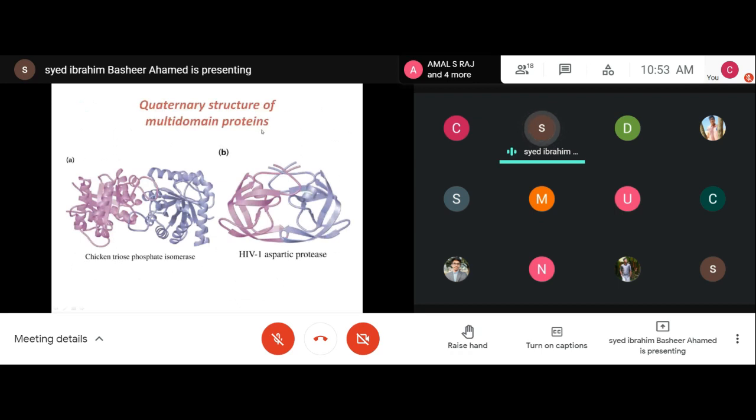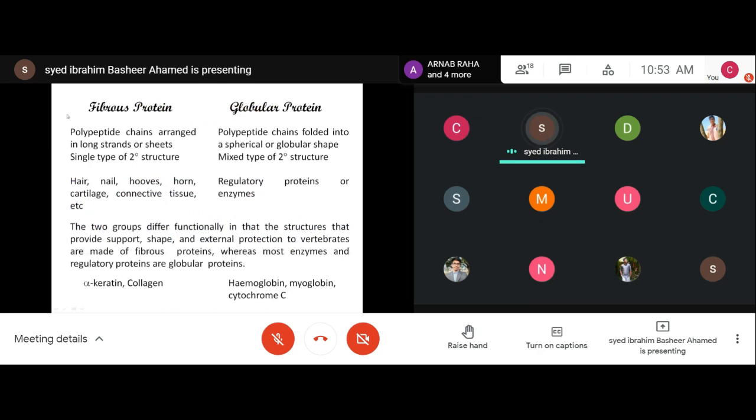All right, so far we saw the quaternary structure and examples, and we are now going to see fibrous protein and globular protein. Fibrous protein does not get involved in catalytic function, so you can call it a structural protein. Whereas globular proteins are involved in biological function. They will have an active site.